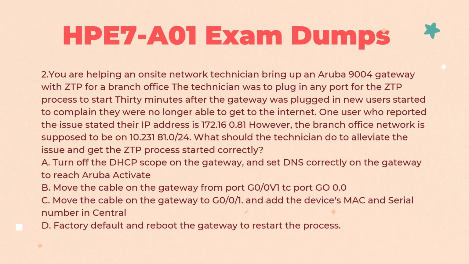A. Turn off the DHCP scope on the gateway, and set DNS correctly on the gateway to reach Aruba Activate. B. Move the cable on the gateway from port G0/0/0 to port G0/0/1. C. Move the cable on the gateway to G0/0/1, and add the device's MAC and serial number in Central. D. Factory default and reboot the gateway to restart the process.